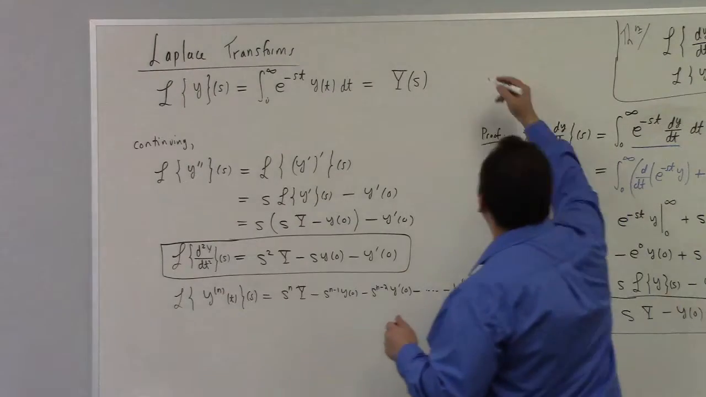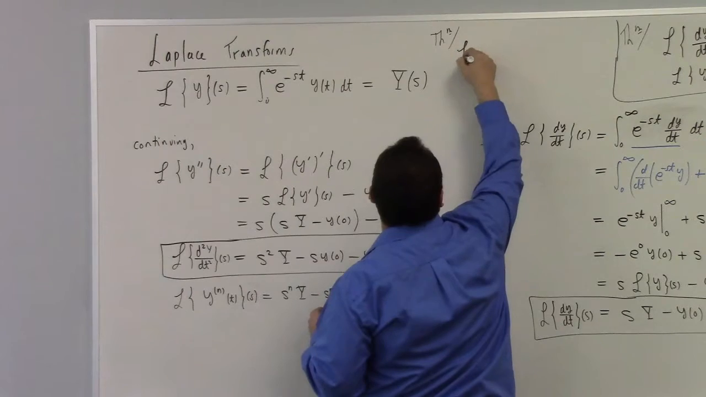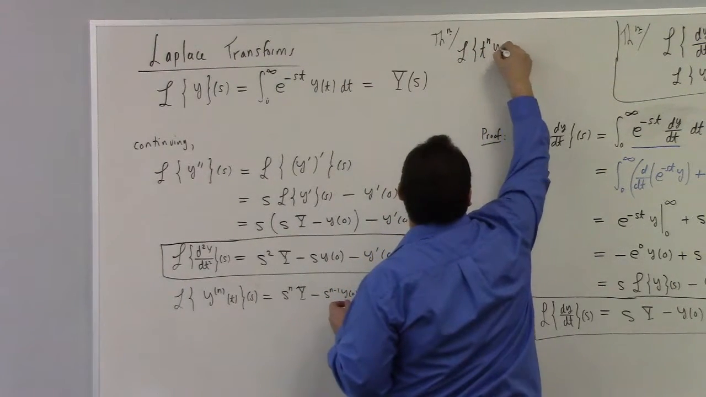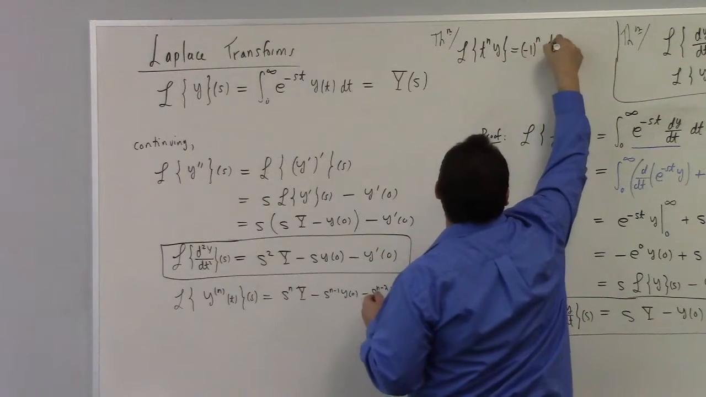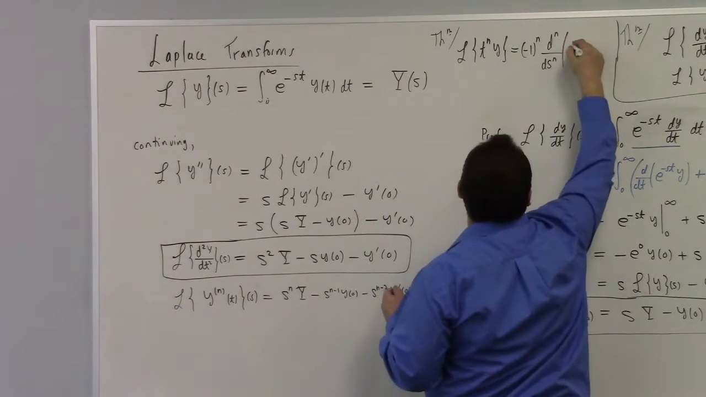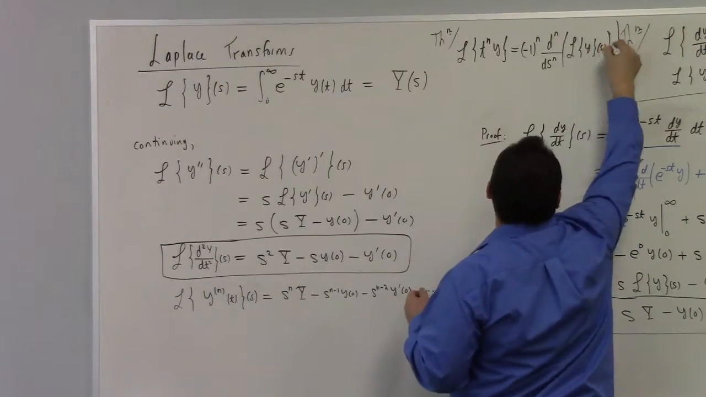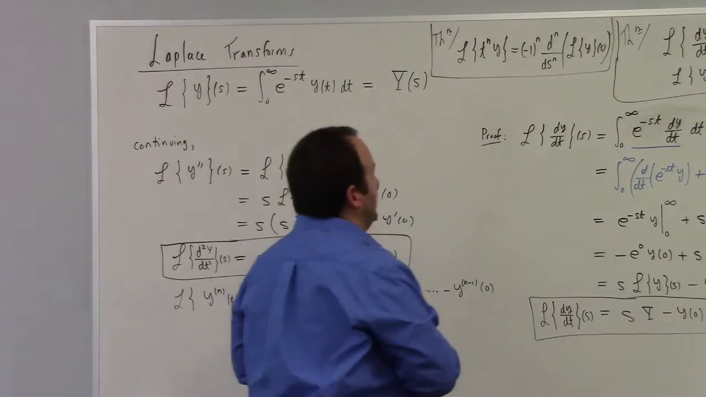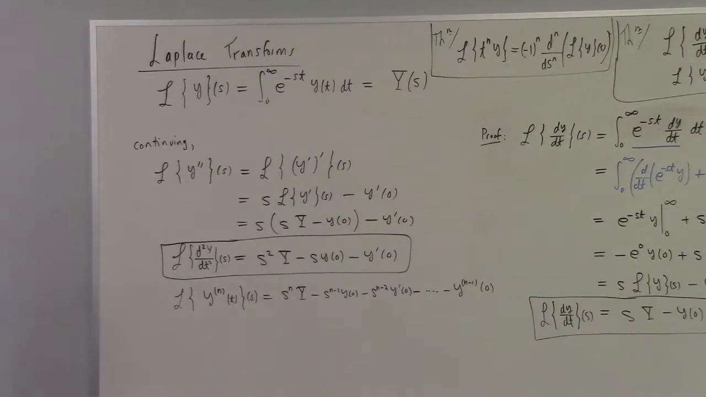Actually, while I'm waiting for that to dry, here's another theorem we can prove, and I'll prove it if I have time. The Laplace transform of t to the n times y is equal to minus 1 to the n, the nth derivative with respect to s of the Laplace transform of y. So that's another thing we can prove: multiplication by t amounts to differentiation by s, padded with a minus sign.